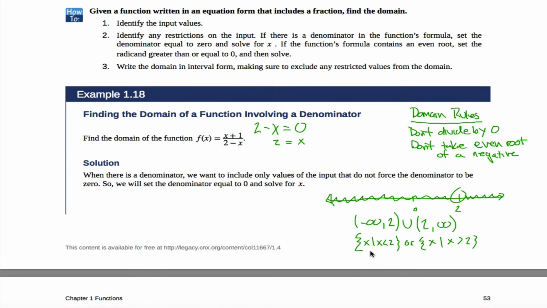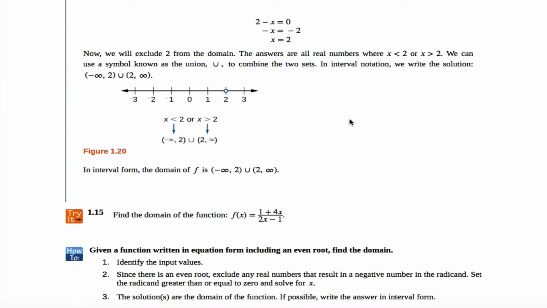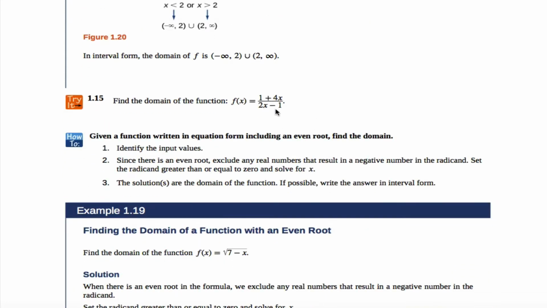As we saw in a previous example, for the domain rules, there are two things you have to worry about at this point in math. Don't divide by 0, and don't take the square root, or really any even root, of a negative number. Much like example 1.18, the second one will not apply here because there are no square roots in this function, so I don't have to worry about it. However, I could divide by 0. Are there any values of x that would make me divide by 0?